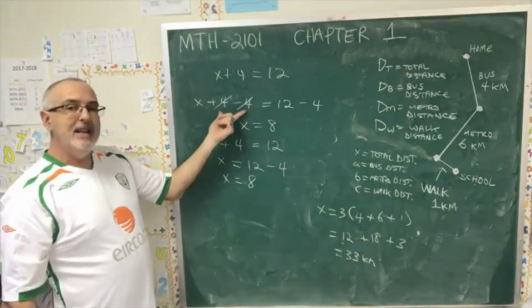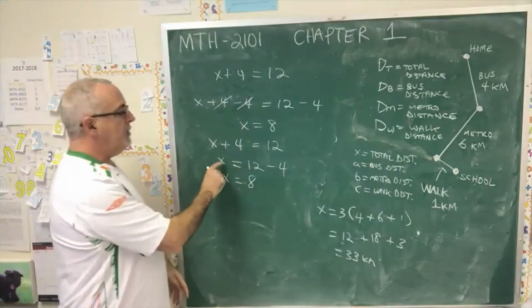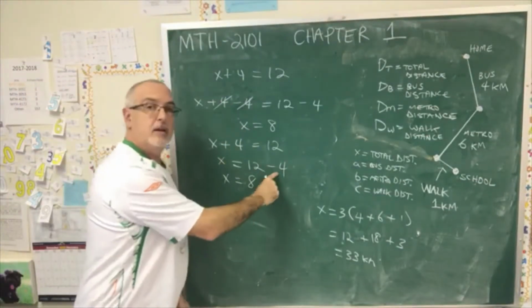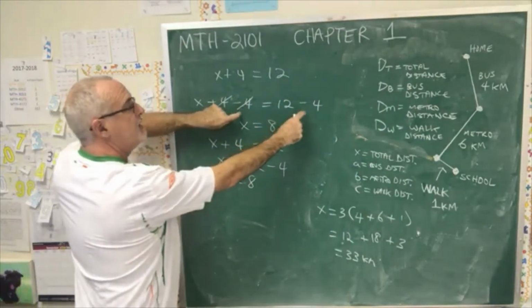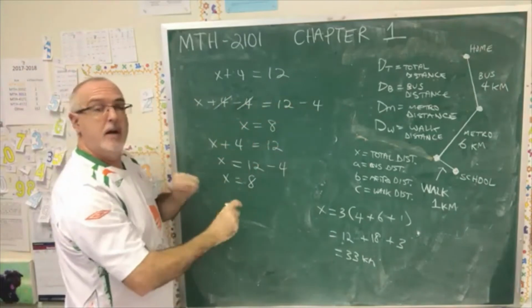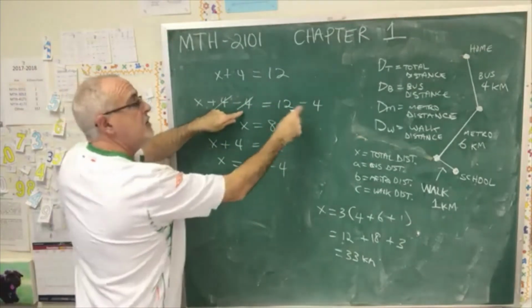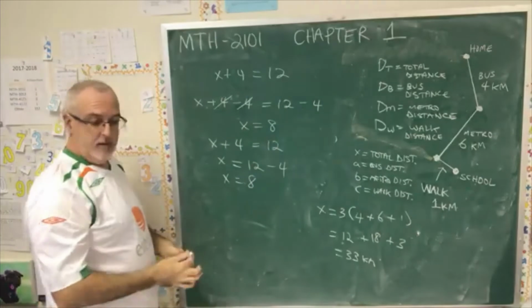But this is what we're really doing. What we're really doing when we do that thing where we move the 4 to the other side and it becomes negative is we are taking advantage of this rule where we're allowed to subtract a 4 from both sides. We're allowed to do anything to one side so long as we do the same anything to the other side.